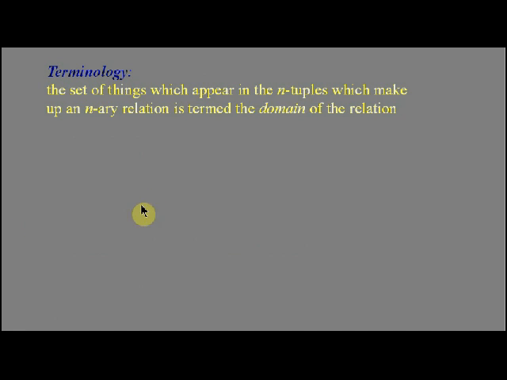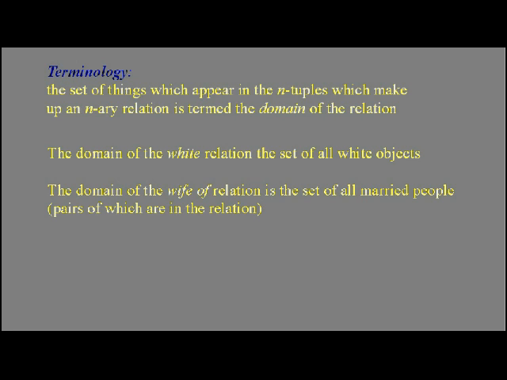Now the set of things which appear in the n-tuples which make up an n-ary relation, an n-tuple is simply a group with cardinality n, that is to say a group of n things. The set of things which appear in the n-tuples which make up an n-ary relation is termed the domain of the relation. So the domain of the white relation, which is a unary relation, so the n-tuple is a one-tuple, it's just single things.